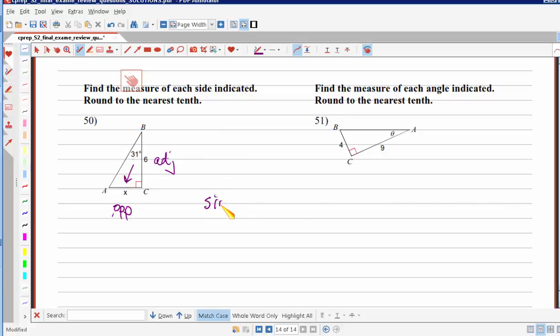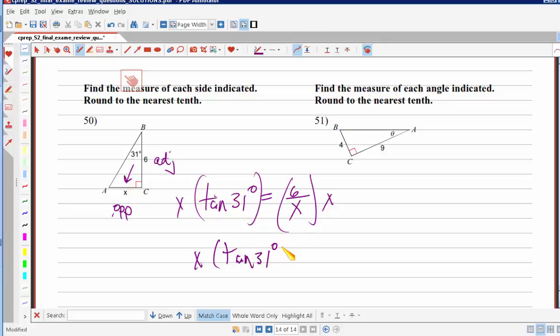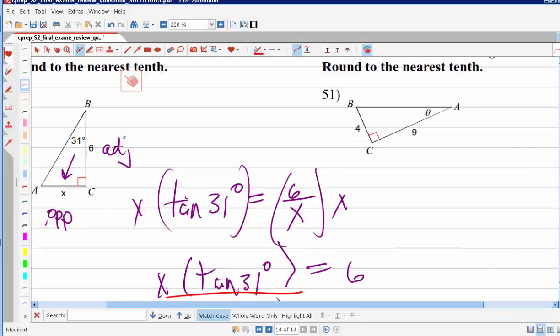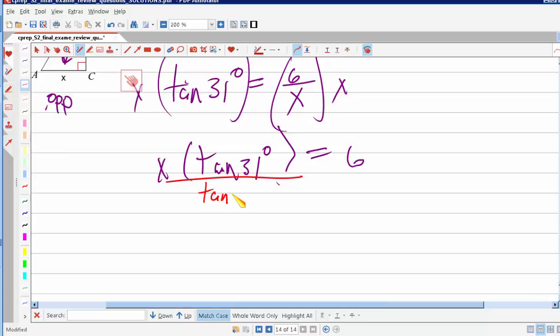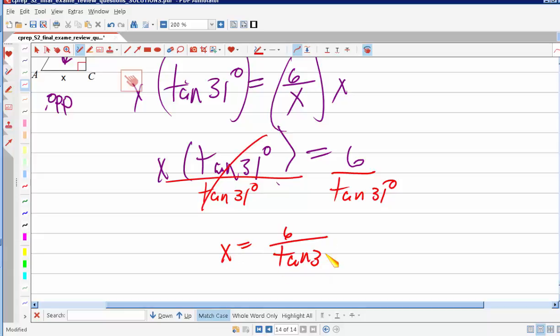So I'm going to do sine 31 degrees equals tangent 31 degrees. My mind's on other things. You guys must think I'm losing it. Tangent 31 degrees equals 6 divided by x. Then I need to solve that, so I'm going to multiply both sides by x. So that gives me x tangent 31 degrees equals 6. And then divide by tangent 31. So I get x equals 6 over tangent 31 degrees, whatever that is.